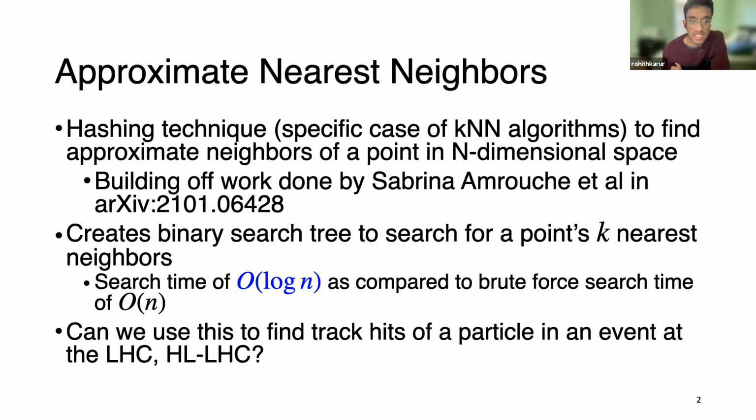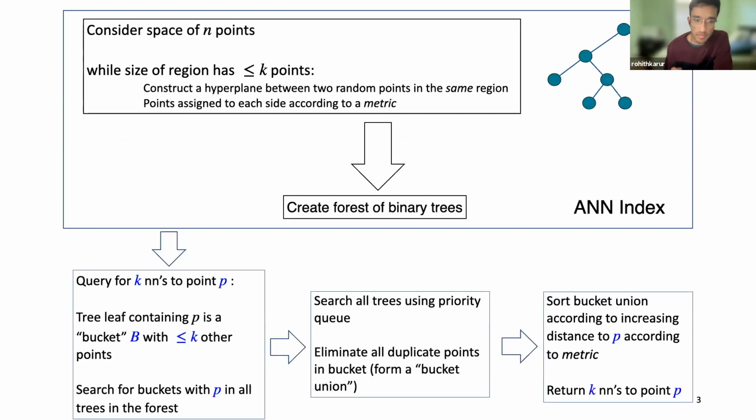And the basic question is, can we use ANNs to find track hits of particles in the collision events at the LHC and in the future in the HL-LHC? Since luminosity is increasing by an order of magnitude, current particle tracking algorithms can't really keep up with that. So we're trying to find novel particle tracking algorithms to just keep up with all the data.